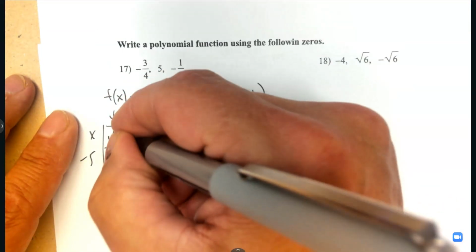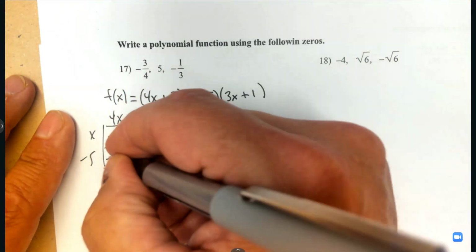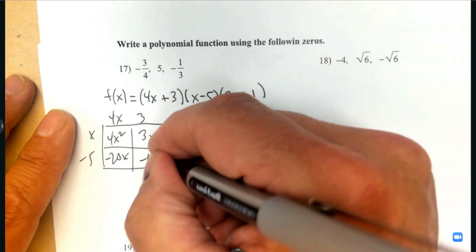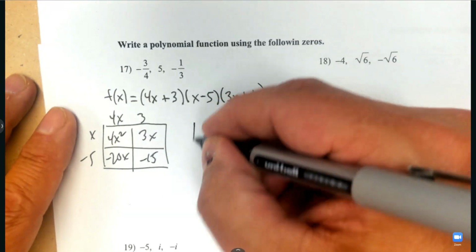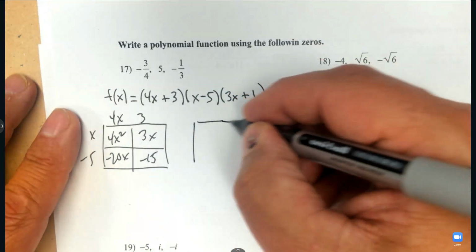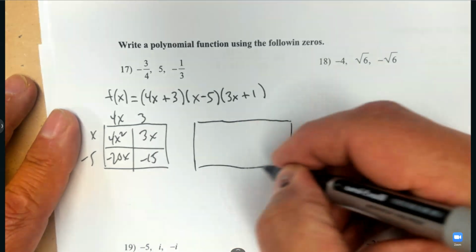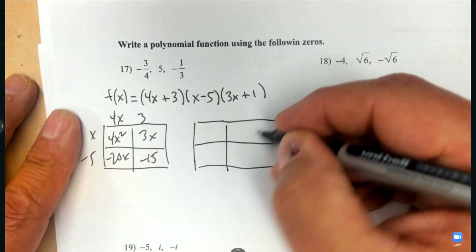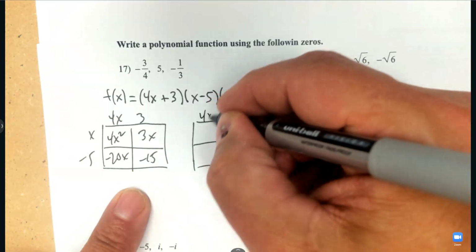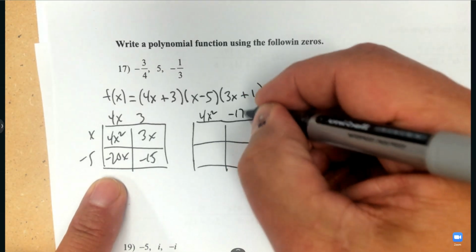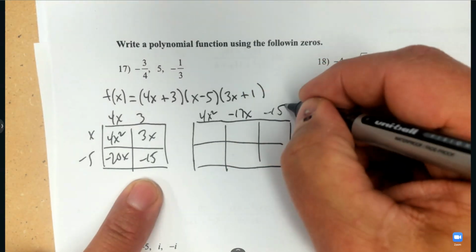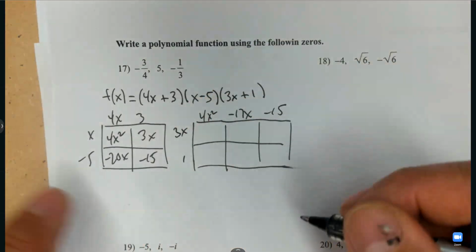We're going to multiply it out by foiling. We're going to combine like terms. And that answer is going to go here. That's now going to be 2 by 3, so I need a little bit longer of a box. So this answer is going to go on top, which is 4x squared minus 17x minus 15, and then 3x and 1 on the side.